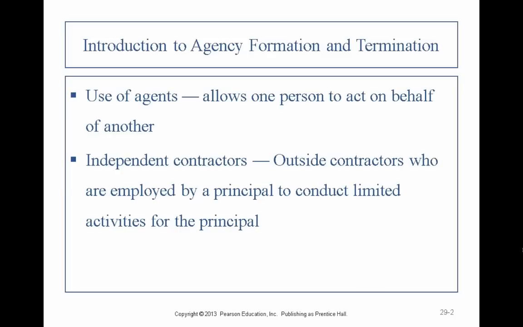And let me make it even more complicated. So you have agent employees. You also have these folks or entities called independent contractors, right? What are independent contractors? Someone who is hired by a principal to do something for them, but on a limited basis. Okay, so let's have that concept out there as well, and we'll talk and differentiate between them.